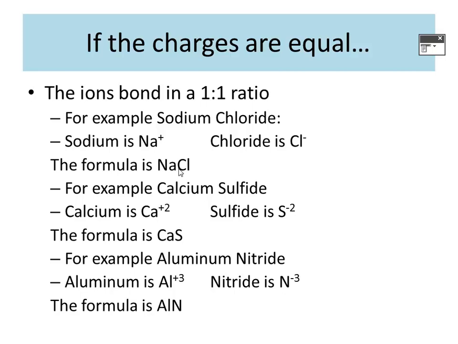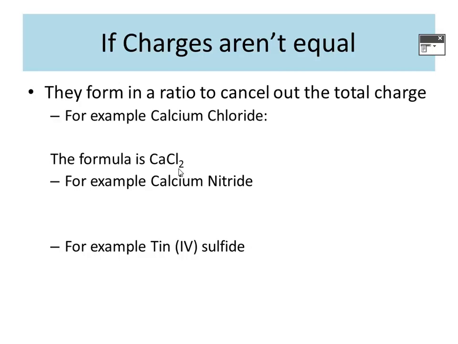What if the charges aren't equal? So we'll talk about this one, okay? So we have to form in a ratio to cancel out the total charge, like the aluminum sulfide we talked about before. So, for example, calcium chloride. You guys look in your ion list. Calcium is +2. Chloride is -1. So we need 2 -1 charges to cancel out 1 +2. So we need 2 Cl's for 1 Ca. Okay?